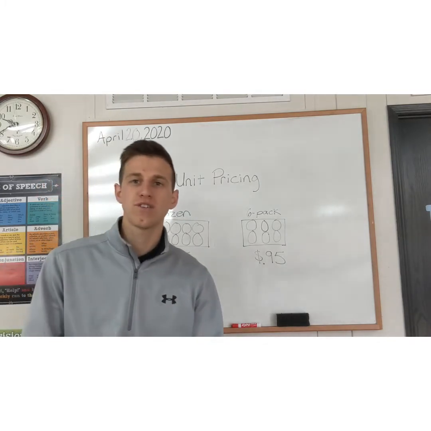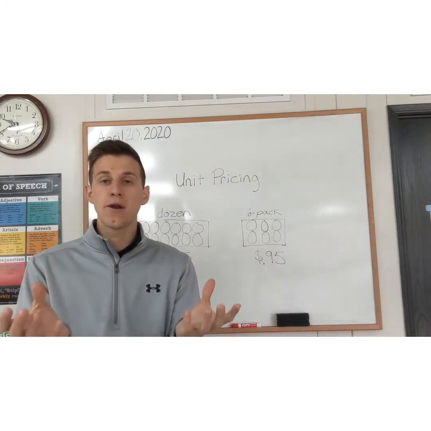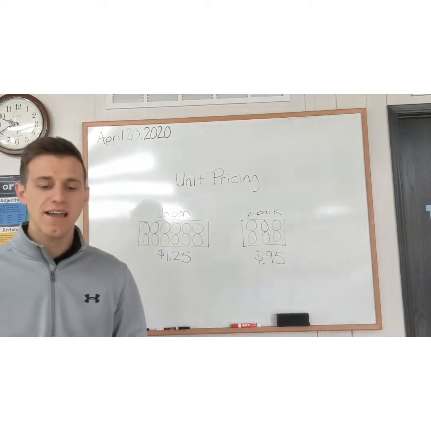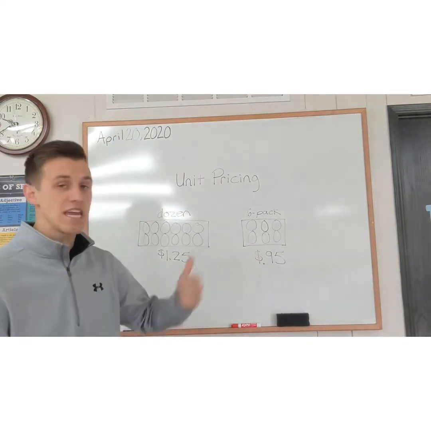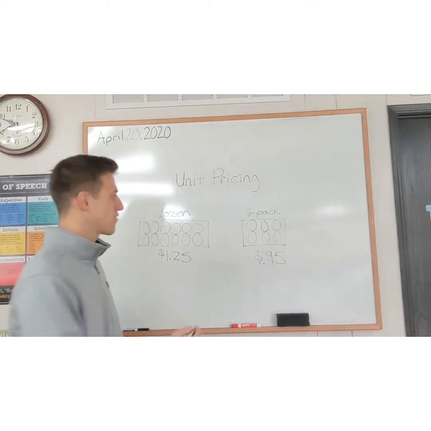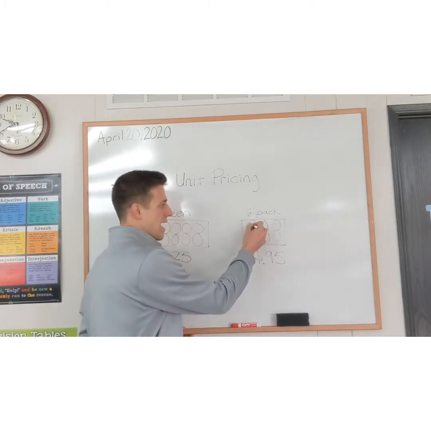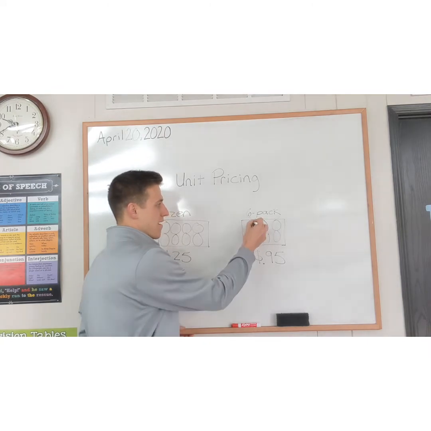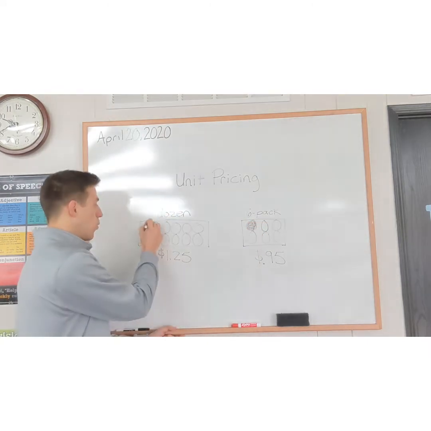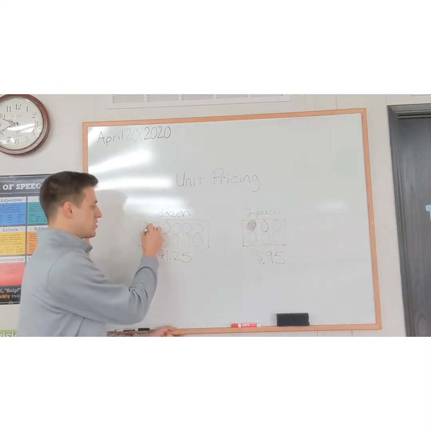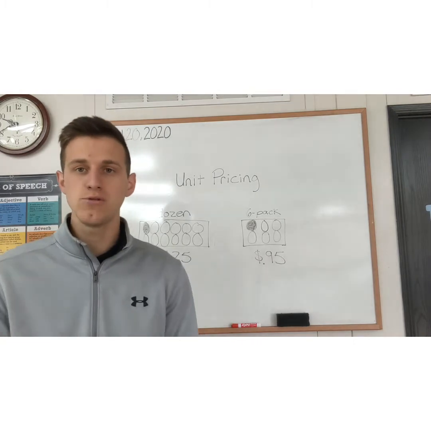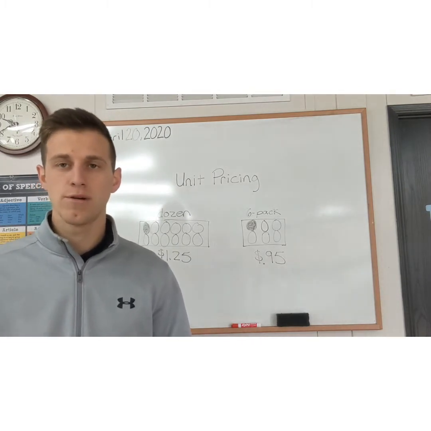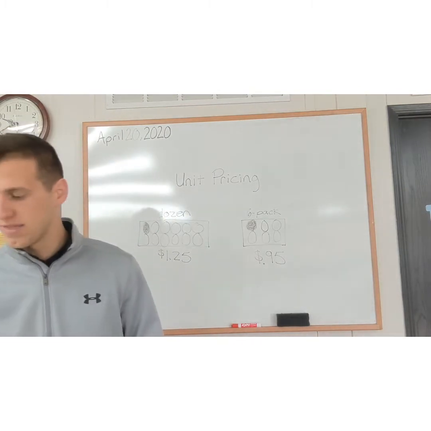So in order for us to figure out which one is the better buy, we have to find the price of 1 unit in each container. So we have to find the price of 1 egg in our 6-pack, and we have to find the price of 1 egg in our dozen carton, okay? So that is how we find our unit price. And how do we do that? How do we find our unit price? If we keep reading, this is how we're going to do it.